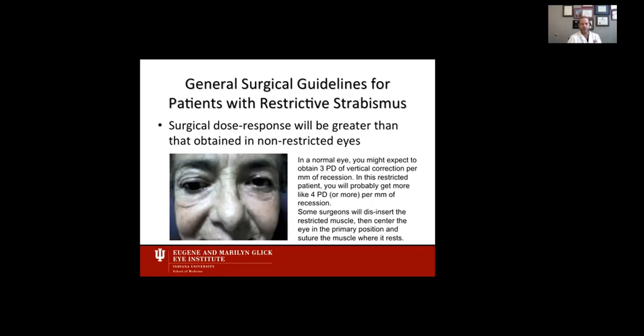And also, some people will do things like disinsert this restricted inferior rectus, let the eye center on the table, and then simply suture the muscle back on where the eye is resting to align it. So there are different ways to do these, but just keep in mind it's not the same dose response as a restricted muscle.